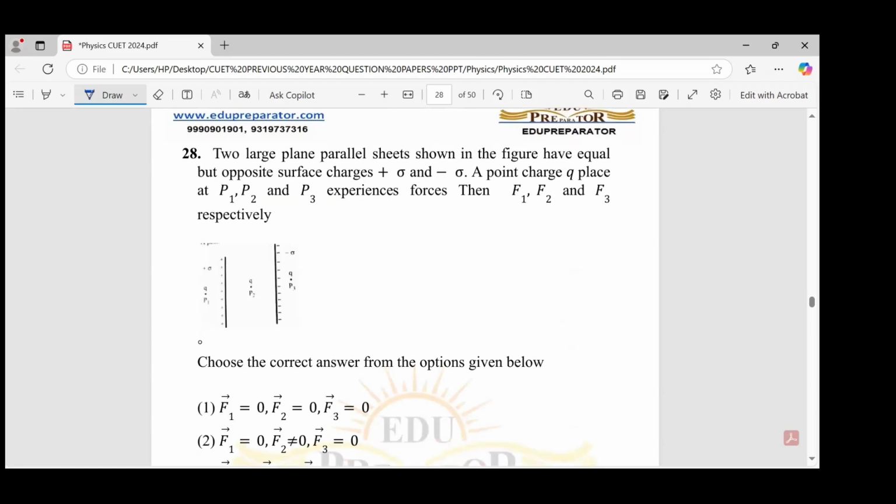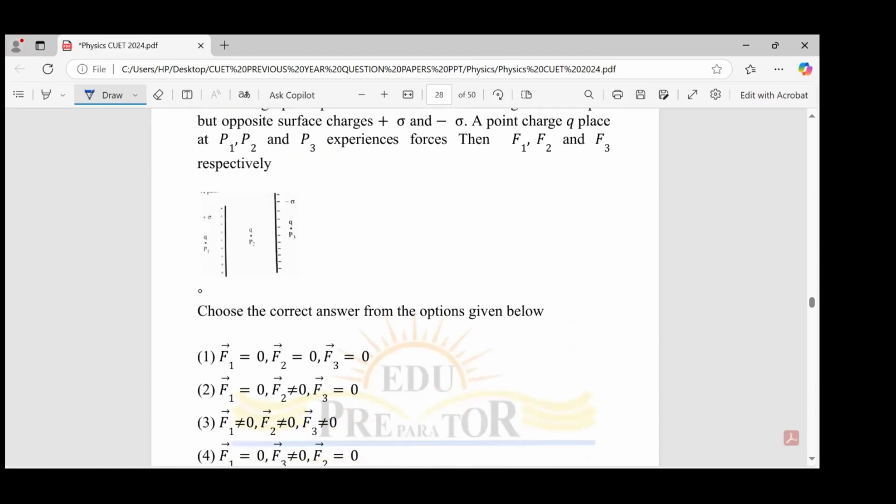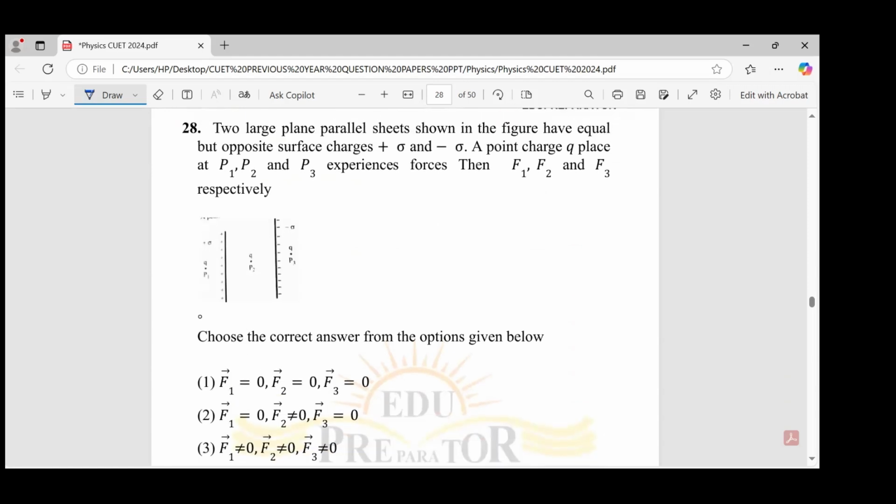Now the 28th question is again a result-oriented question of Gauss theorem. We all know that in Gauss theorem, if you have equal and opposite surface charge densities, the electric field in this area is 0, in this area it is sigma by epsilon naught, and in this area it is 0. So it means no force here, and the force is acting on this side, because he says the charge is placed in these areas. So therefore, we find that the second is the correct answer.